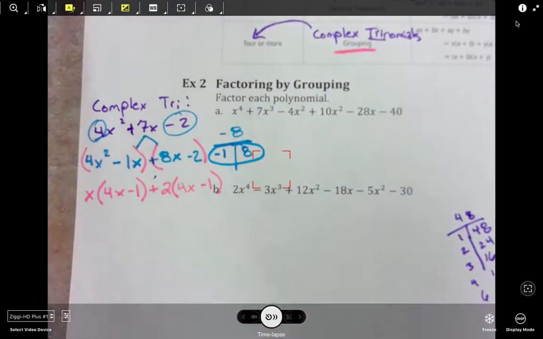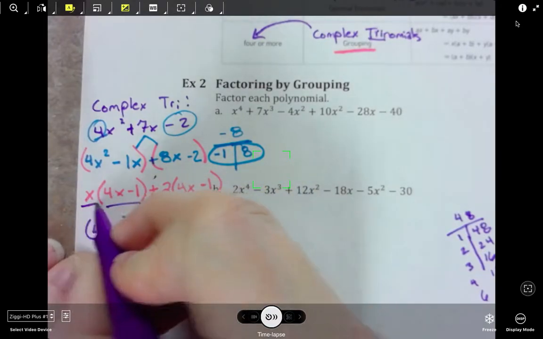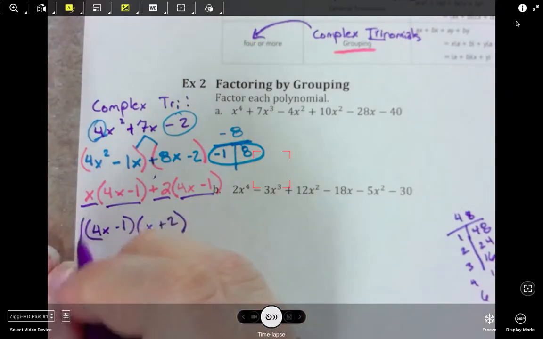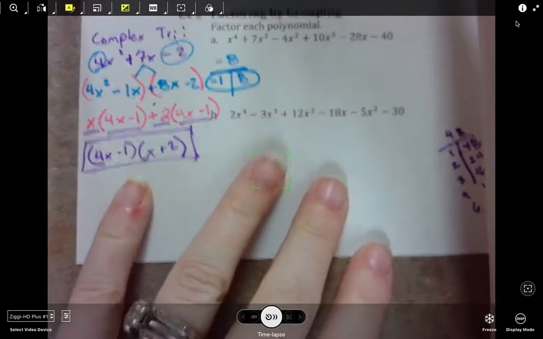If at this point these two pieces in parentheses do not match up with each other, you did something wrong. If I take that 4x minus 1 out, I am left with just x plus 2. And this is what it looks like completely factored down. You can leave your answer like that, or you can set it equal to 0.